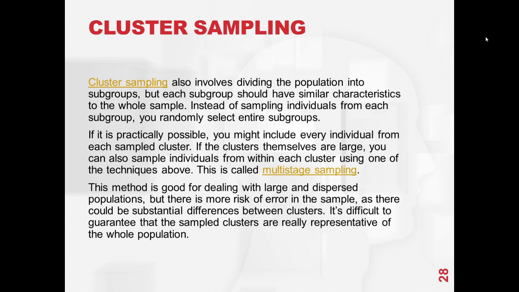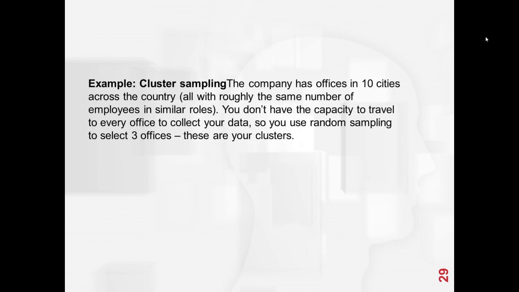This method is good for dealing with large dispersed populations, but there is more risk of errors in the sample, as there could be substantial differences between clusters. It is difficult to guarantee that the sampled clusters are really representative of the whole population. For example, the company has offices in 10 cities across the country, all with roughly the same number of employees in similar roles. You don't have the capacity to travel to every office to collect your data, so you use random sampling to select 3 offices.